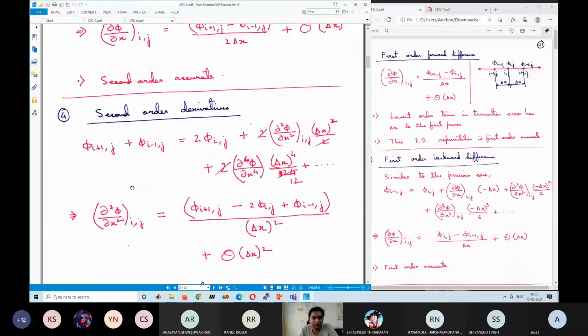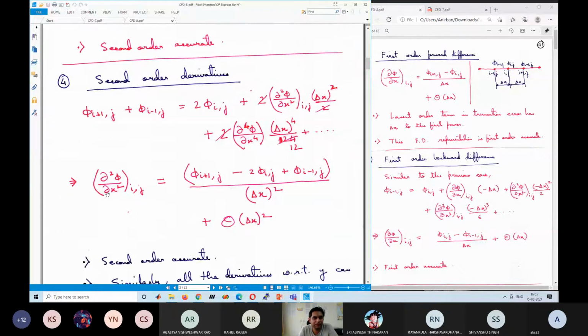Now we will try to derive an expression for the second order derivative, del square phi del x square. You might have already noticed in the previous few classes that these are some of the important derivatives that we encounter in most problems, like conduction problems or fluid flow problems. We have derivatives like mu del square u del x square, which is the viscous term, or alpha del square T del x square, which is the conduction term.